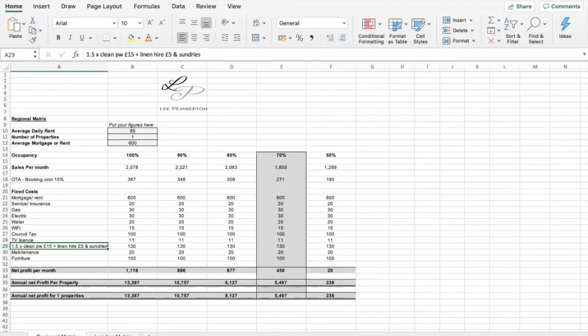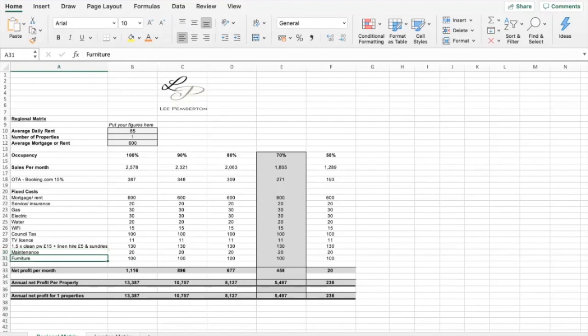I've assumed £15 for a clean and £5 for a set of linen, and sundries being little soaps and bits and pieces like that. Again, if you wanted to, you can quite simply change that figure in here. If you felt that was too low, you can definitely increase that slightly. I've put £20 per month for maintenance. These will be things like changing light bulbs, just keeping on top of your property.